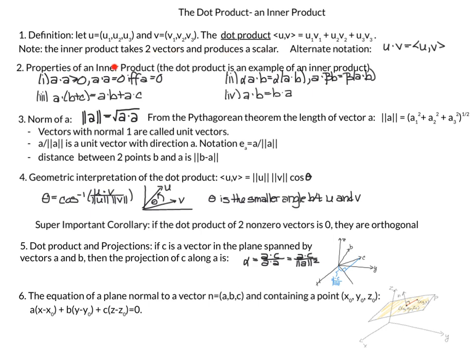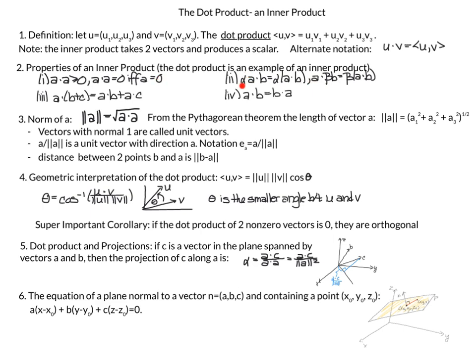We looked at properties of an inner product, and a dot product is an example of an inner product, so it also has these properties. One, the dot product of a vector with itself is always positive, and it's equal to 0 if and only if the vector itself is equal to 0.